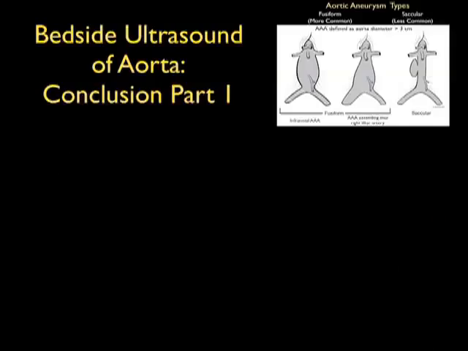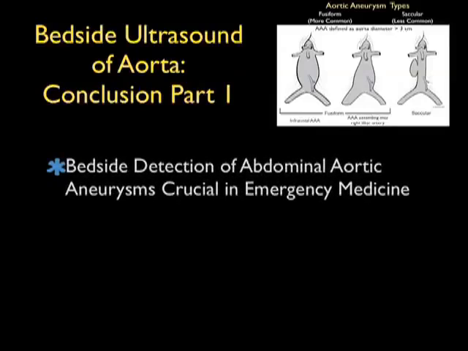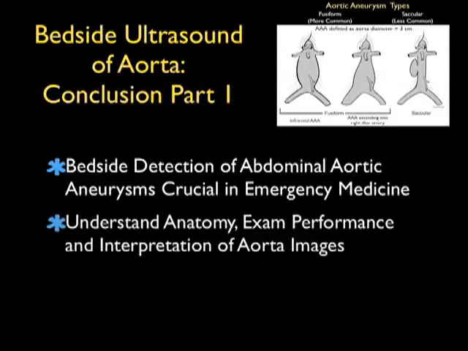In conclusion, thanks for joining me for the Soundbites module covering part 1 of bedside ultrasound of the aorta. Using bedside ultrasound to detect an abdominal aortic aneurysm remains one of the most crucial applications of point-of-care sonography for the emergency physician. And hopefully by going through this module, you now understand the anatomy of the abdominal aorta, how to perform the ultrasound exam of this structure, and how to interpret the images of the aorta that you will obtain.